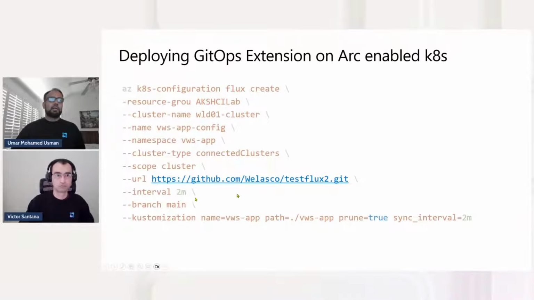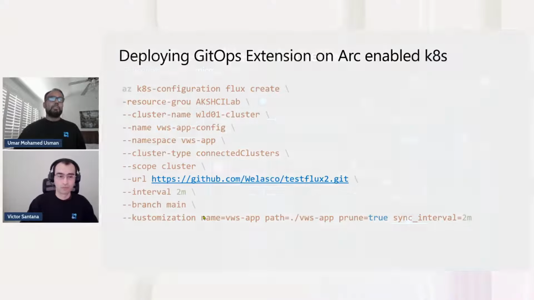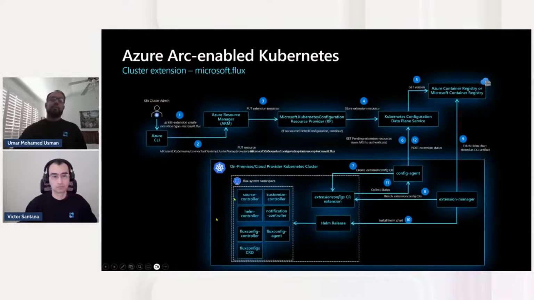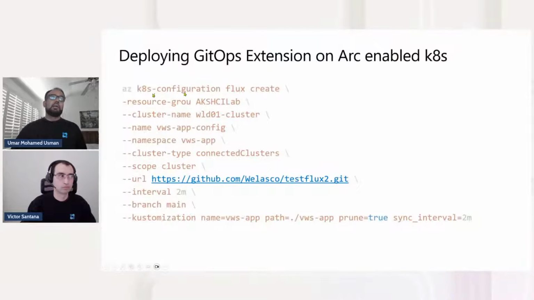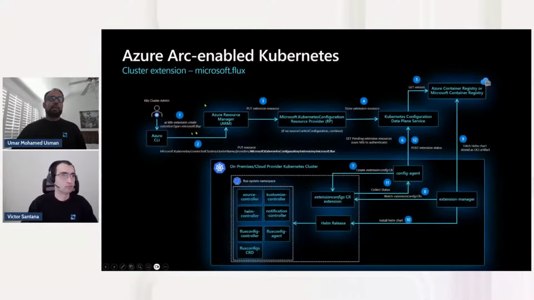But other than that, the rest of the parameters are the same. You're connecting to the repo, the interval, the customization, everything is the same. Once you do that, it comes back to the same architecture diagram, which you really don't have to understand every single aspect of here. When you execute the AZ Kubernetes configuration command, this is where it starts, right? As soon as you run that command through Azure CLI, it hands it over to Azure Resource Manager. And from there on, all the process starts.